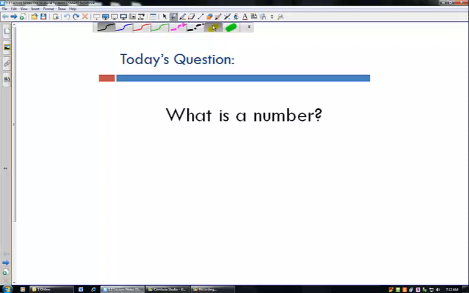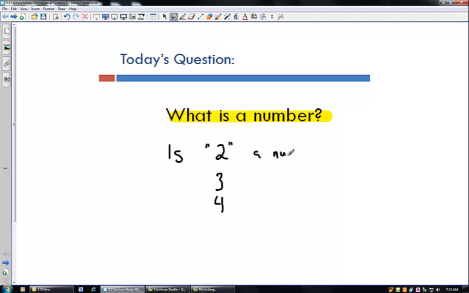Today's question is, what is a number? And so let's think about this question, because a lot of people think that they know the answer to this question. And at first, I would assume that I did too, because if you ask me what is a number, I'd probably say, two is a number, or three is a number, or you could even do four is a number.